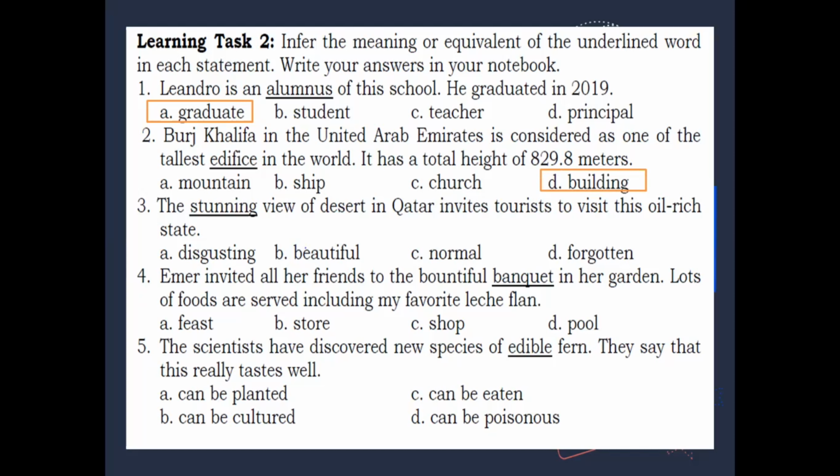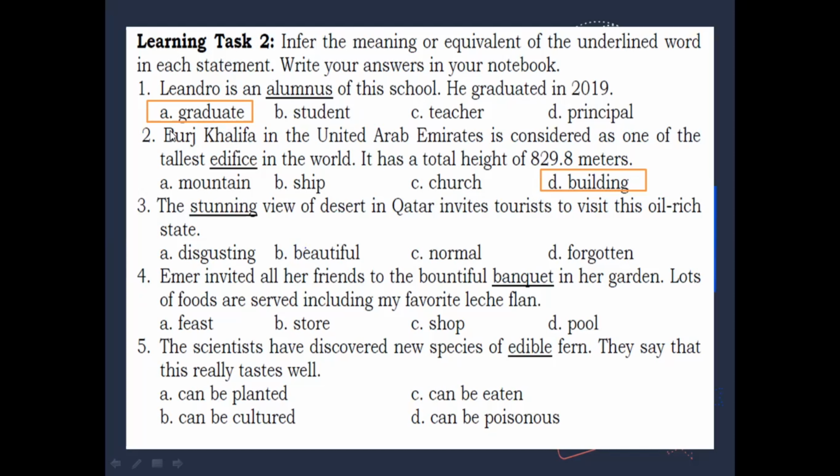Okay, let's go back here in number 1. Leandro is an alumnus of this school. He graduated in 2019. So, as you can see, alumnus, there is also the word graduated in the second sentence. So, when we see the word graduated, and we see graduate in the choices, they are connected. Alumnus, alumni, those words are associated with a school or institution.